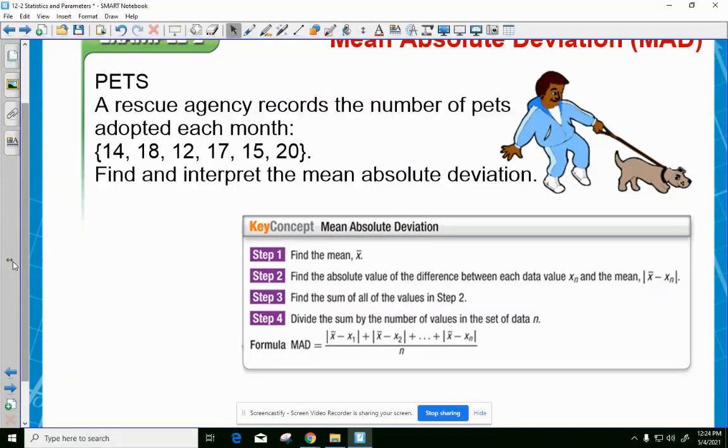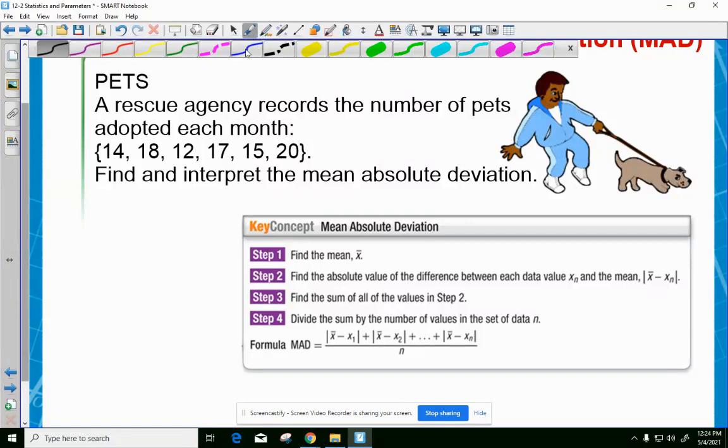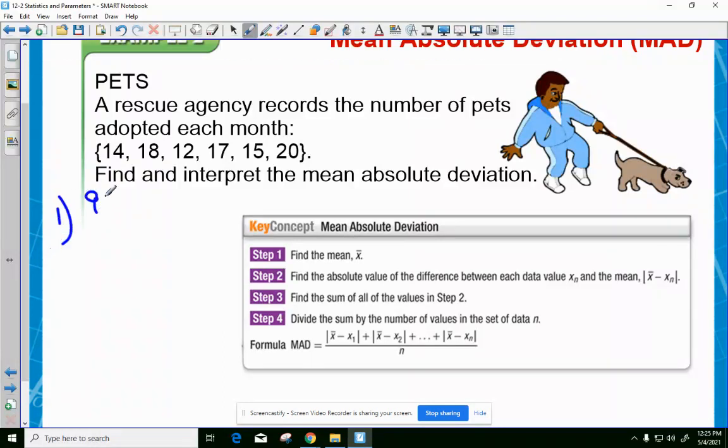All right, so here's how you find it. Step number one, I need the mean or the average. Can you add those numbers up and give me the average? Do you know what it is? Say that a little louder. 16. What did you do to get that? So when you added them all up, you got 96. Okay, so really here in step one, I had 96 divided by 6. I get an average of 16, meaning on average, they're bringing in 16 pets a month.